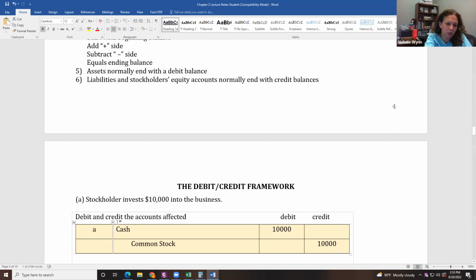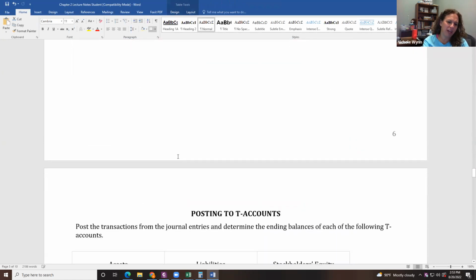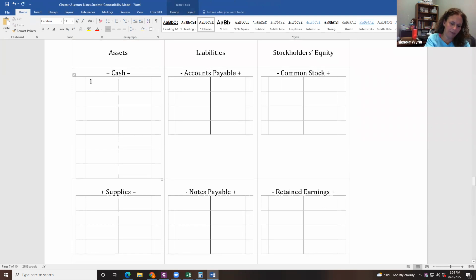So what we're going to do is go to the cash account, transaction A, and we are going to put a number on the debit side because I debited cash for 10. So I'm going to go to the cash account, and I'm going to put a number for transaction A on the debit side. That's how you post, okay?